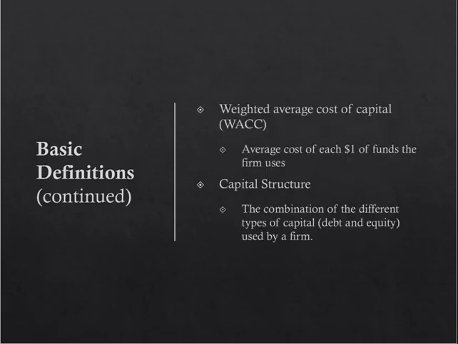The weighted average cost of capital for a firm is the average cost of each $1 the firm uses. A capital structure, or capital stack, is the combination of the different types of capital, debt and equity, used by a firm. The capital structure impacts the weighted average cost of capital, which then impacts the overall required rate of return for the firm.